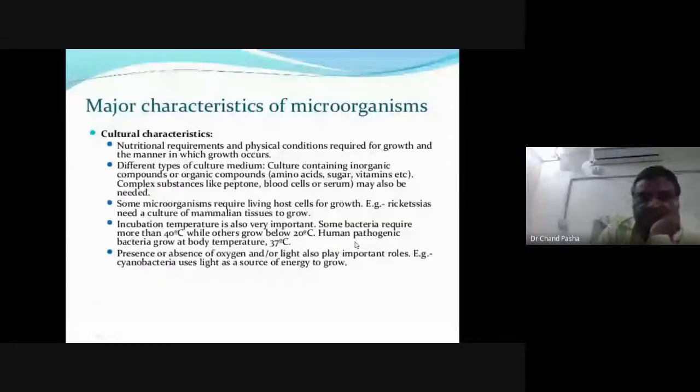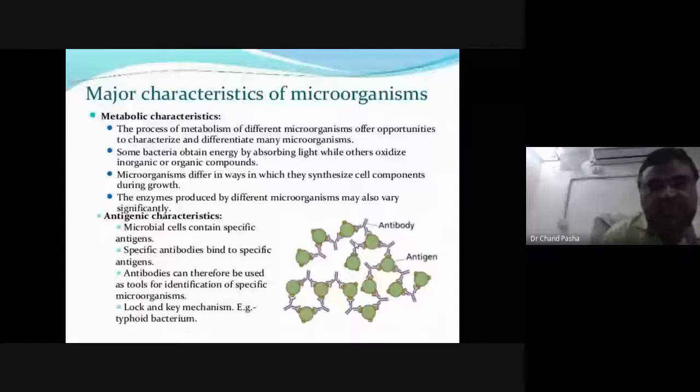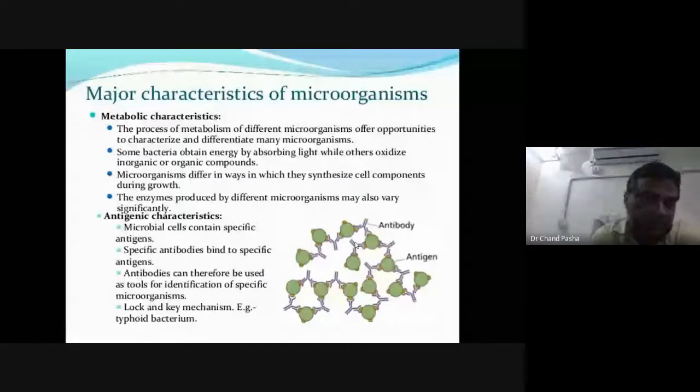And the cultural characteristics, how the bacteria are growing, what nutrients they are taking, and what temperature they are growing, and whether oxygen is required or not, that is also considered for the classification. And antigenic characteristics also we will consider. See, the more closely related, they will be sharing the antigens and antibodies. See, man shares the blood grouping antigens with the monkeys. Rhesus, the RH factor is there in man as well as rhesus. So they will be antigenically similar, meaning they are closely related.